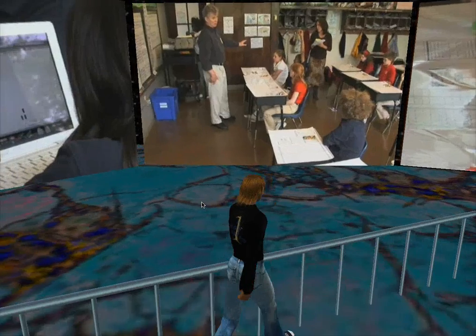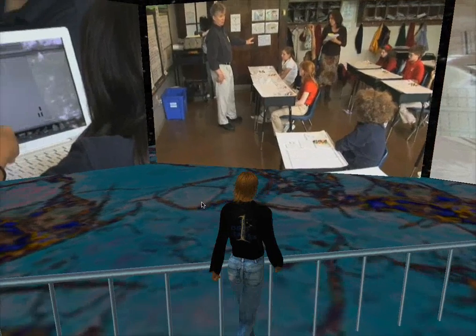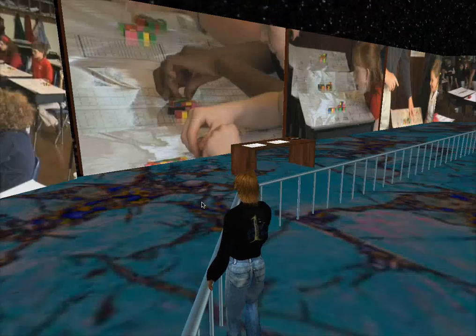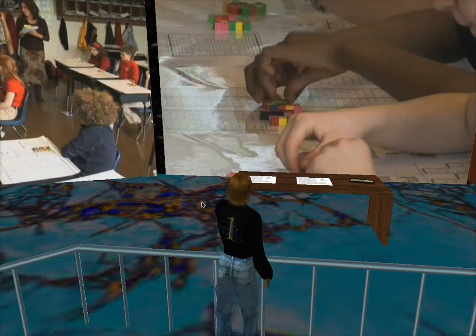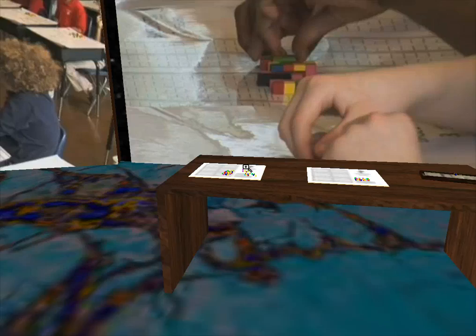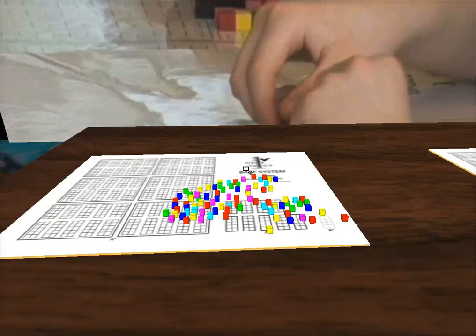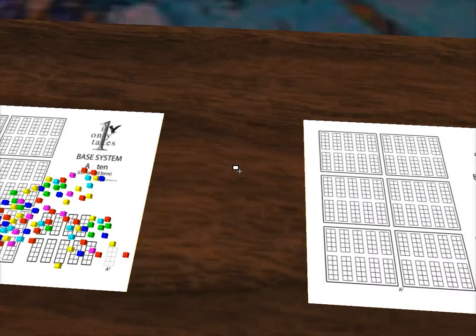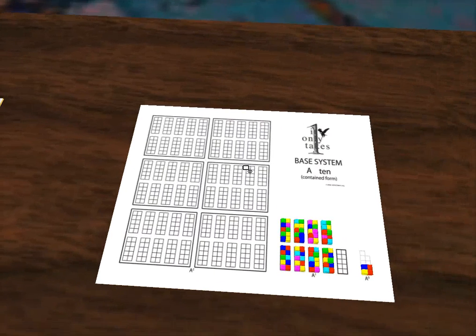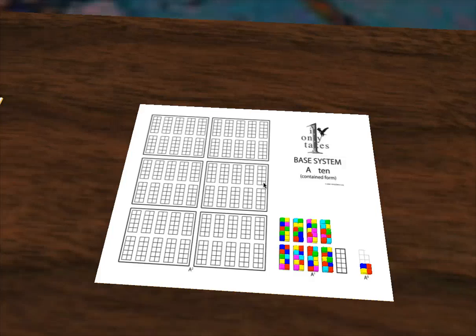And over here we see the base number sheets being used with manipulatives, which are little cubes that the students arrange and then determine if they can see the quantity. Virtually in Second Life, I've created that base sheet here, and we've dumped a bunch of cubes onto it. And here we've arranged the cubes, and with a little practice on itonlytakesone.org, you would learn to recognize that this is the quantity 84.